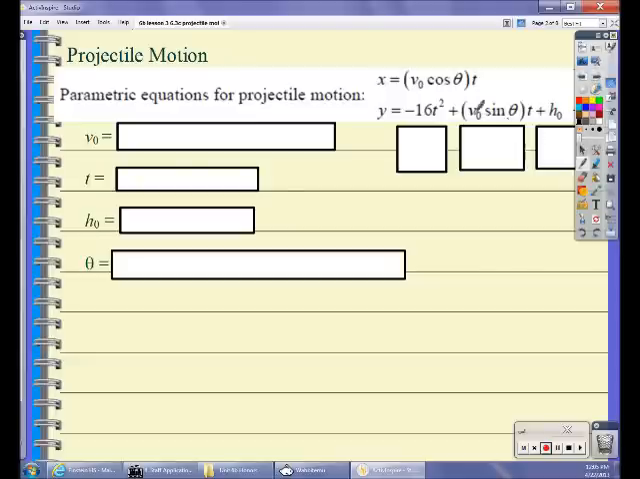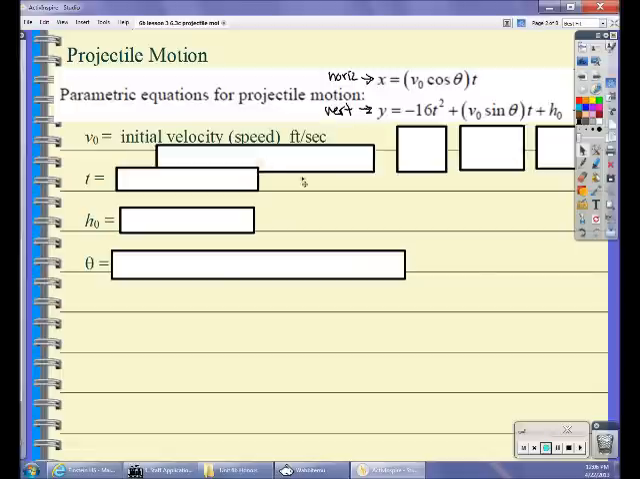The motion we are going to be simulating is projectile motion, and we're going to be simulating it using parametric equations. The x equation, or the horizontal equation, is v sub 0 cosine theta times t, and the vertical one is y equals negative 16t squared plus v sub 0 times sine theta times t plus h sub 0. Let's figure out what all of those letters represent, and then we'll talk about where we got those equations.